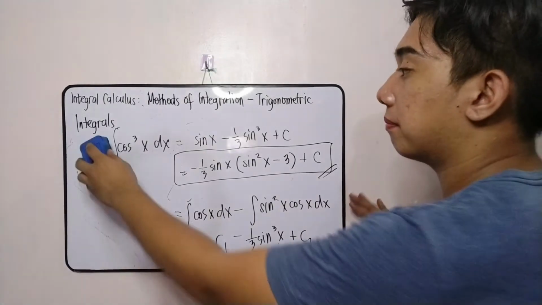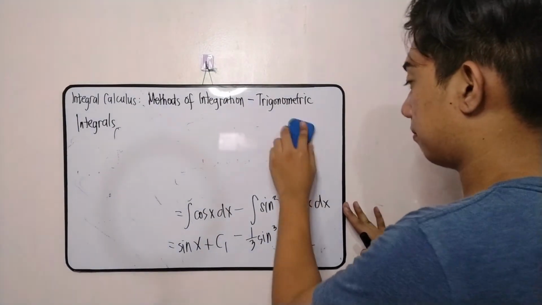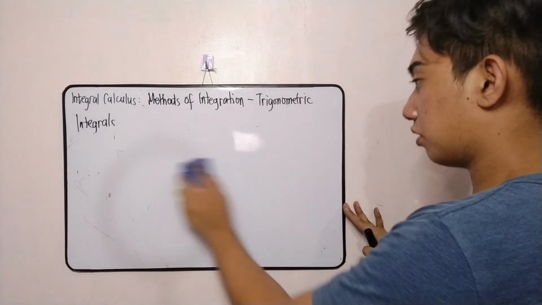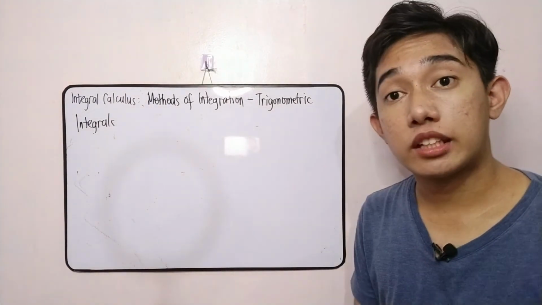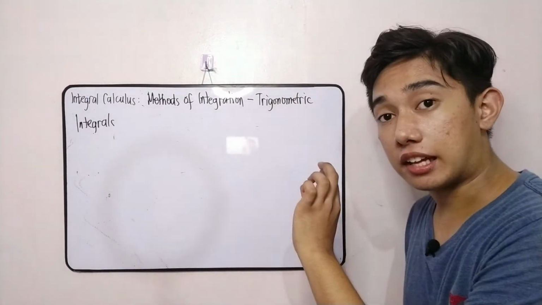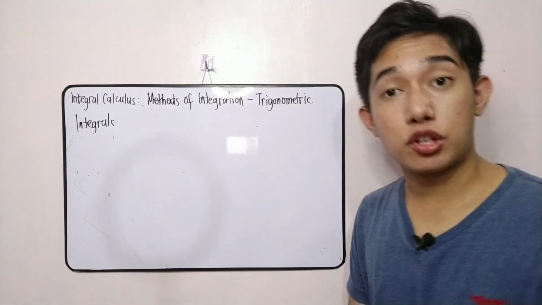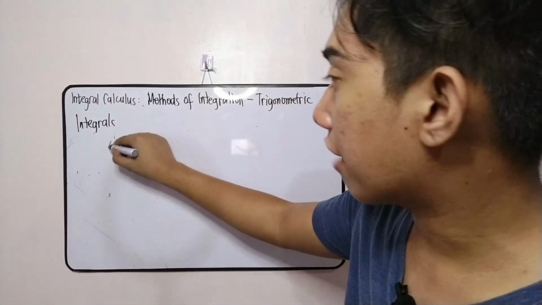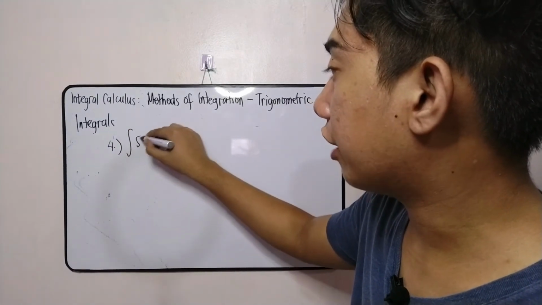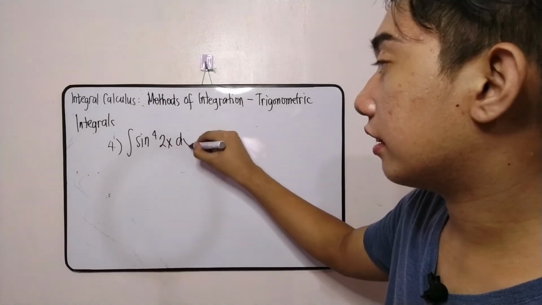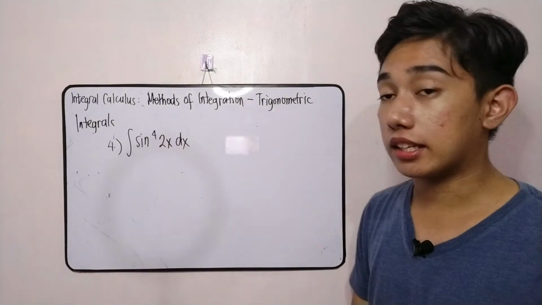The last one. This is the last one. Okay? So be careful guys when you take the differential. Baka makalimutan nyo yung differential ng angle. You review your differential calculus for that. For the last example, we have the integration of sine to the fourth of 2x dx.